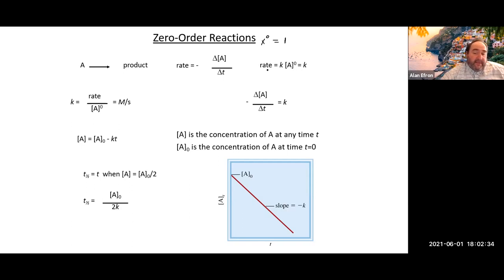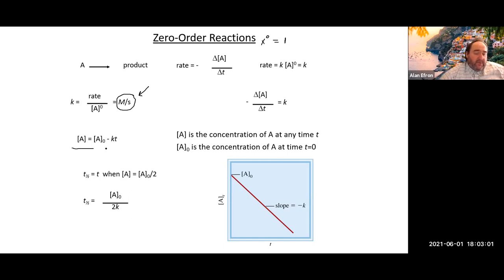And that means that the rate equals the rate constant, which means that if we rearrange this equation, the units that are typically associated with the rate constant for a zero order reaction are actually the same as the rate, which is molarity over seconds. So again, you can see different units for the rate constant for a zero order reaction versus a first order versus a second order reaction.